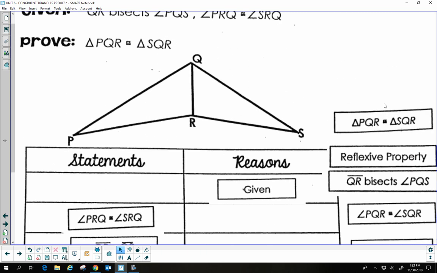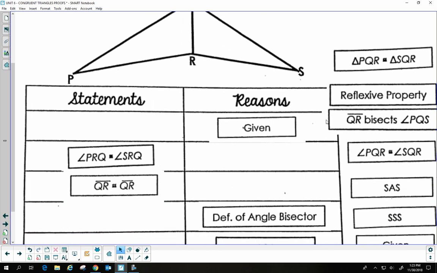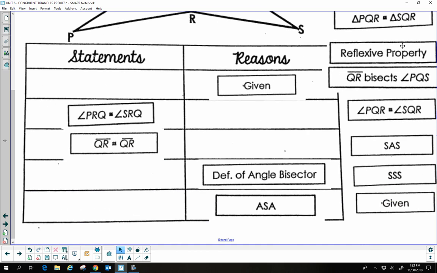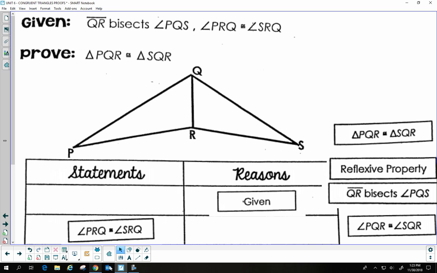So hopefully you copied the picture, the given and the proof, marked up the picture, and then we're able to see the statements, reasons, and the options. So again, I'm going to mark up my picture with what I know. It says segment QR bisects angle PQS. Angle PQS is this big angle on the top, and it's being bisected, so that means that those two angles are congruent.